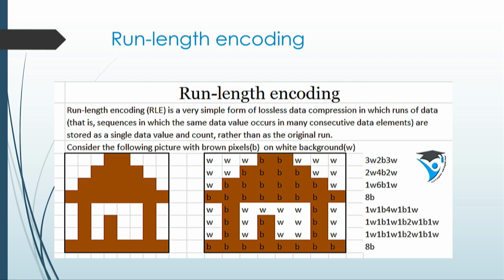For example, the picture contains brown pixels on a white background. In the first row, we have 3 white pixels followed by 2 brown pixels and 3 white pixels. The algorithm can report that there are 3W, 2B, 3W in the first row and then remove any redundant data. Similarly, the last row can be represented simply by writing 8B. Though the algorithm adds some data, it removes much more, reducing the overall size of the file.